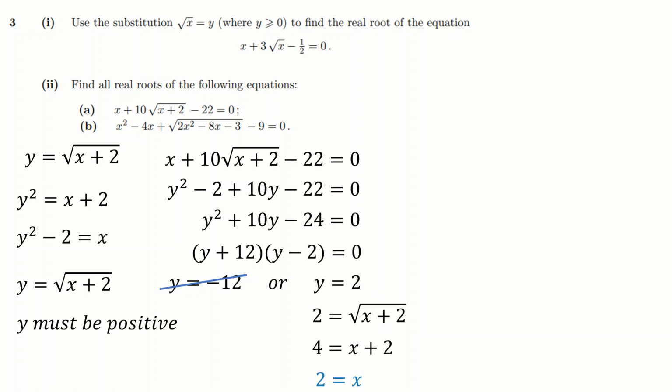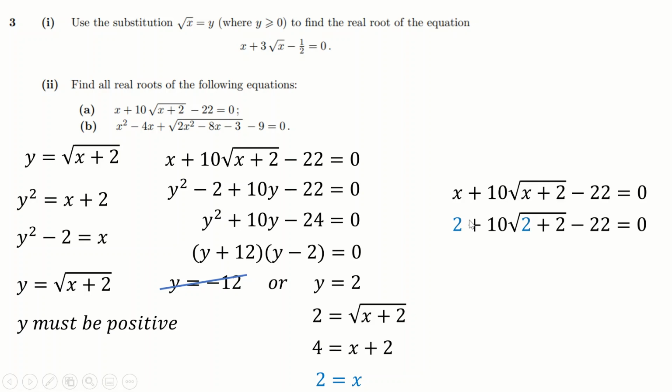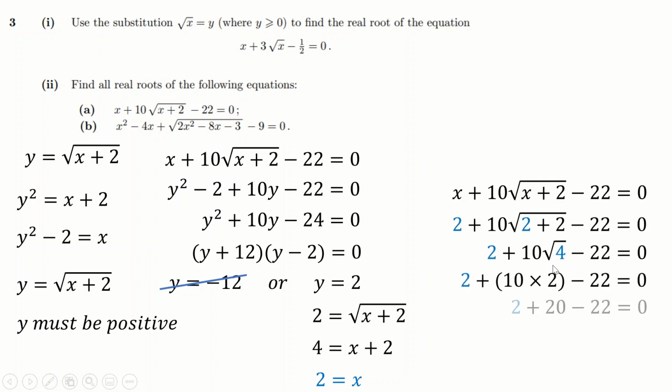It might be a great idea, if you have time, to just double check your answer by putting it into here. So I'm going to take the original thing, going to put my 2 in there. Going to check it works. Root 4 is 2. This does indeed work perfectly, so that's great. So this is the correct answer. Amazing. So we've got that one right.